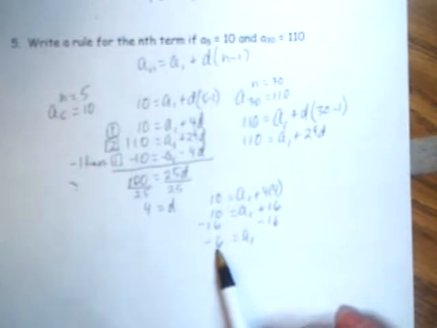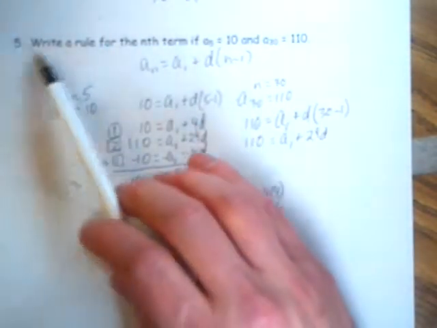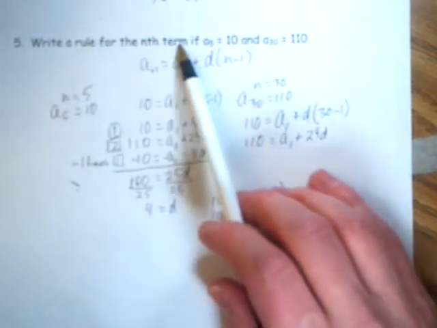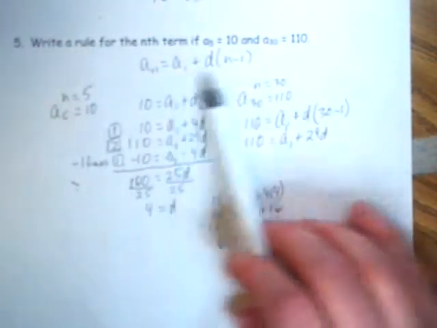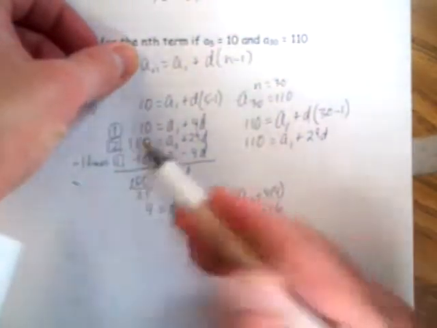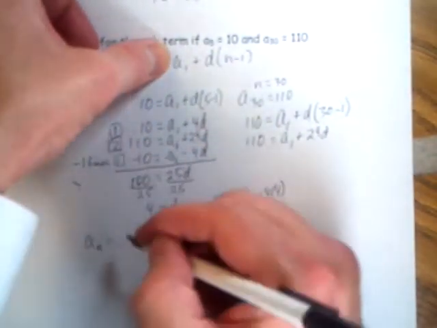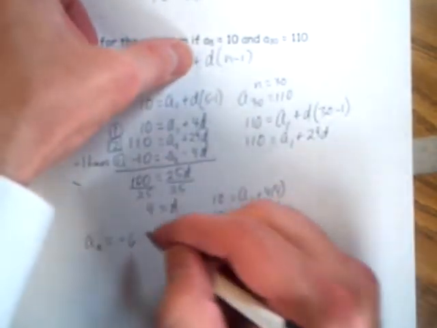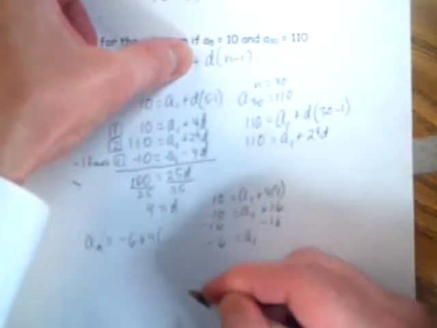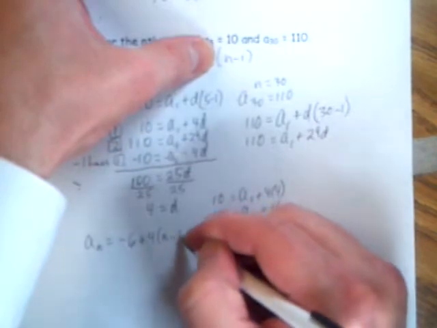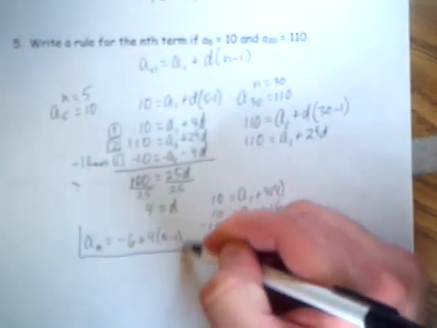Now let's remember what the question was. The question was, write a rule for the nth term using this structure. So, going back to the very beginning, a sub n equals the value of the first term, which is negative 6, plus d, which is 4, times n minus 1. And that's how you find the nth rule.